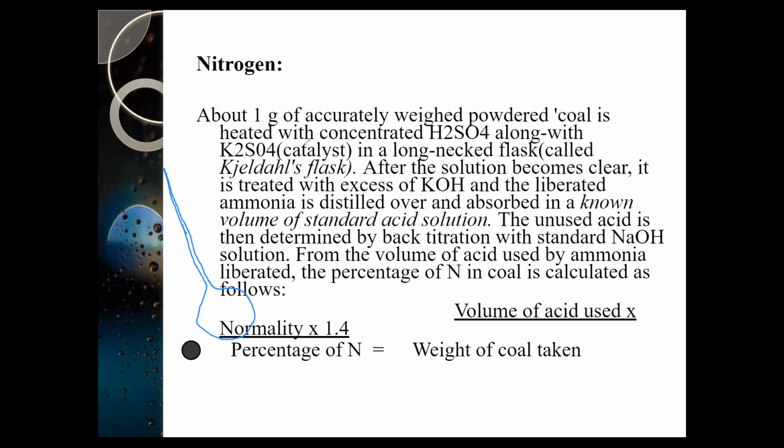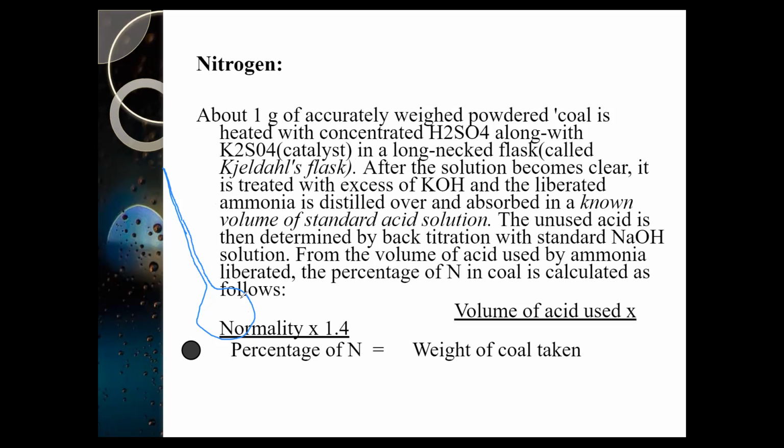So initially about 1 gram of accurately weighed powdered coal sample is heated with concentrated sulfuric acid along with potassium sulfate in a long necked flask. This is a long neck flask. So what we are doing initially is taking 1 gram of the coal sample in the Kjeldahl flask and adding sulfuric acid and potassium sulfate.